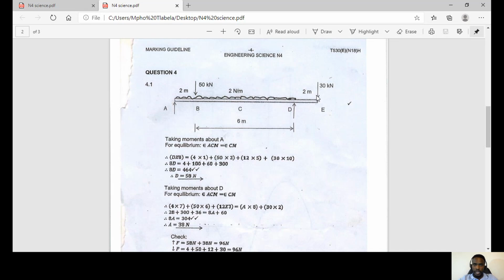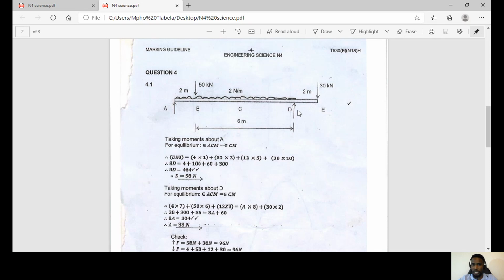The distance between 30 newtons and A is going to be 2 plus 6 gives you 8 plus 2 gives you 10. Well, that's why we have here 30 times 10. You'll notice it's also clockwise. It's on the clockwise side. You just add it there. Right, you can't say 30 times 2. No, because we are working to A.